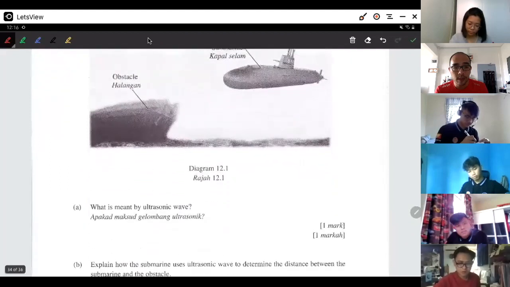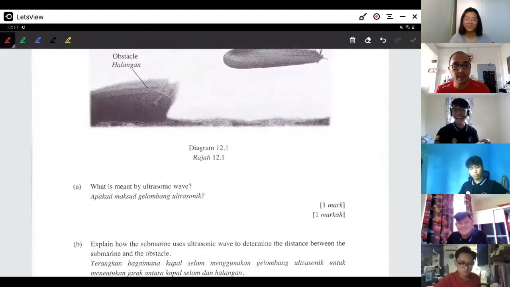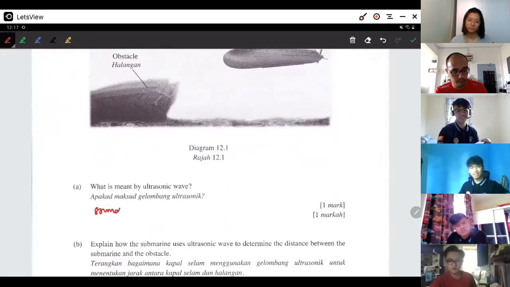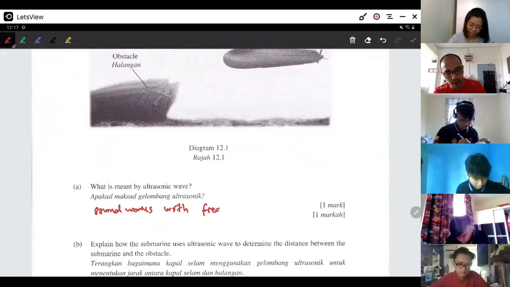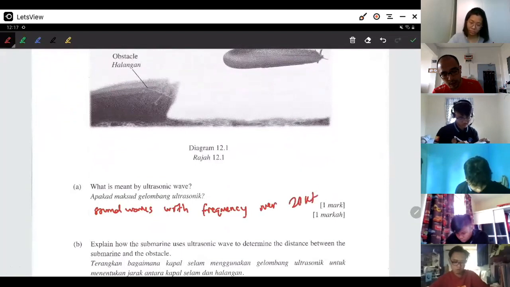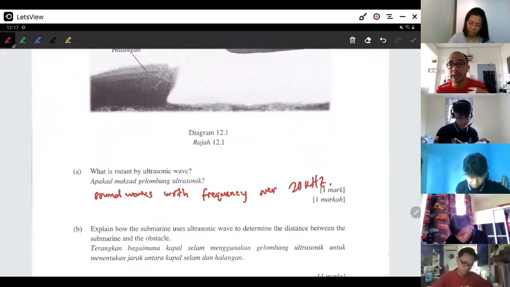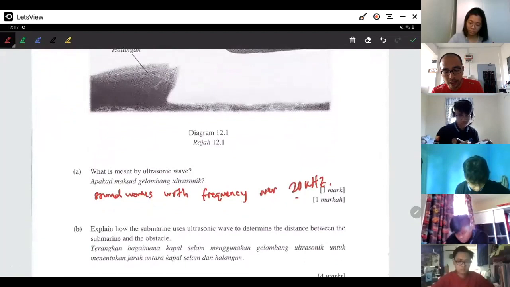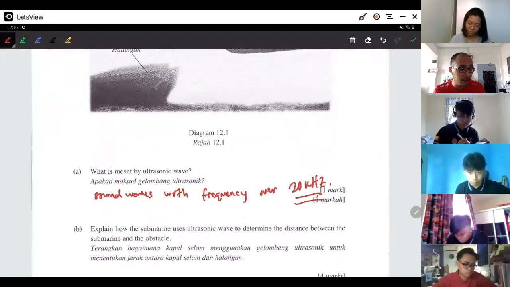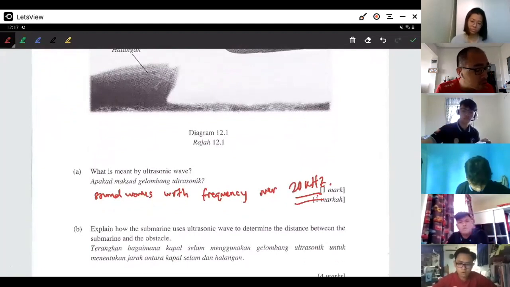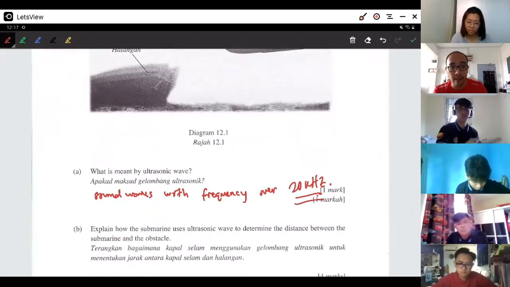So what is meant by ultrasonic waves? Sound waves with frequency over 20 kilohertz. Basically, ultrasonic waves are waves that we cannot hear. Our hearing limit is 20 kilohertz. Their frequency is so high that we cannot hear them. They are not necessarily loud, they just cannot be heard.